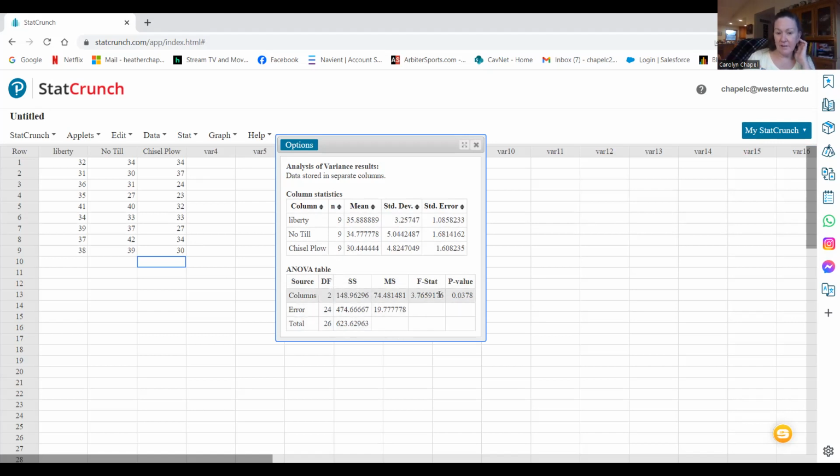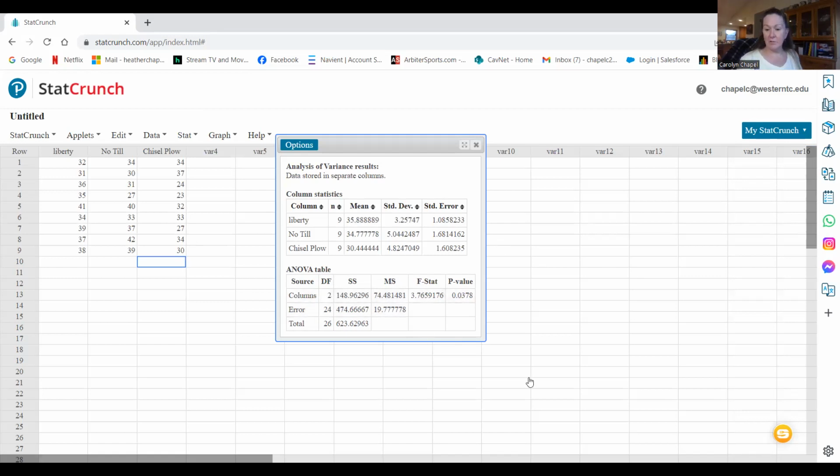So there is our F statistic. That's our test statistic, that 3.7. Our p-value is 0.0378. We do have the MS, the mean squares, right in here. That's where this is calculated. Taking this, which would be in the numerator, and here's that denominator. Taking that 74.4 divided by that, we get all of our pieces.